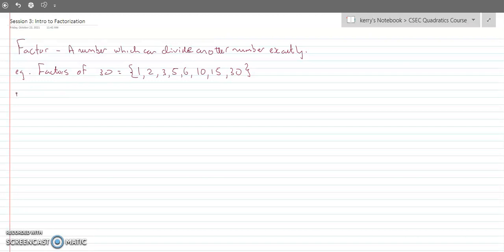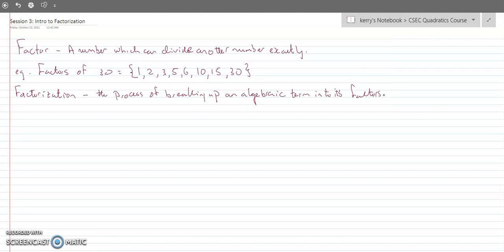So to have a fixed definition, at this level, factorization is the process of breaking up a number, and not just a number, we could put an algebraic term. Don't let algebraic scare you. Algebraic just means algebra. We're talking about using variables to represent quantities. So it is the process of breaking an algebraic term into its factors, meaning into at least two numbers that multiply to give it.